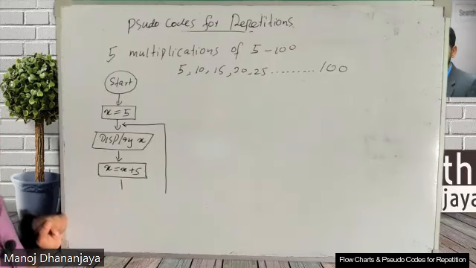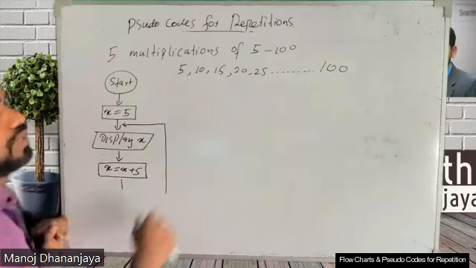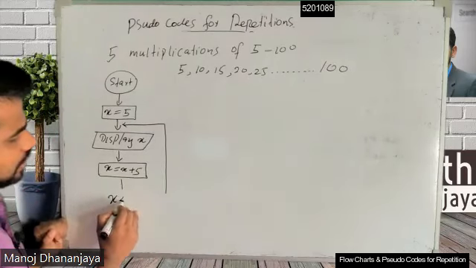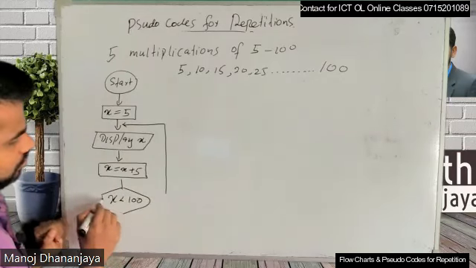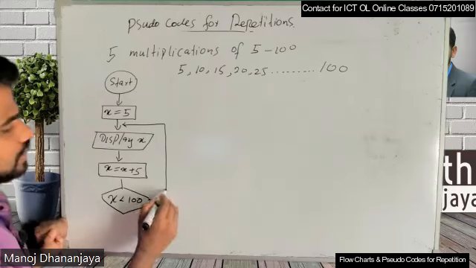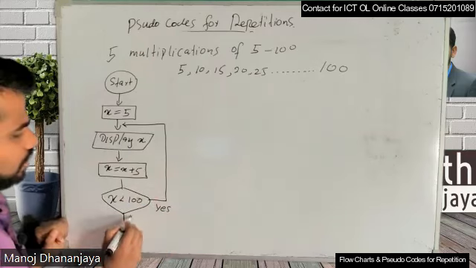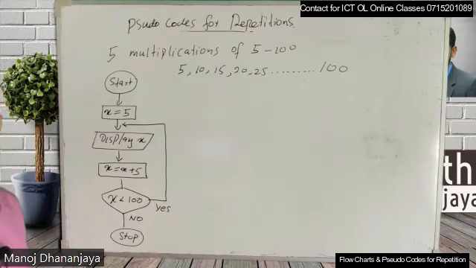What is the condition? Value of X should be less than 100. We will write the condition here. X less than 100. If it is yes, then we will display it. If it is no, we want to end the program. We can end it. Right. In this way, we can draw it.